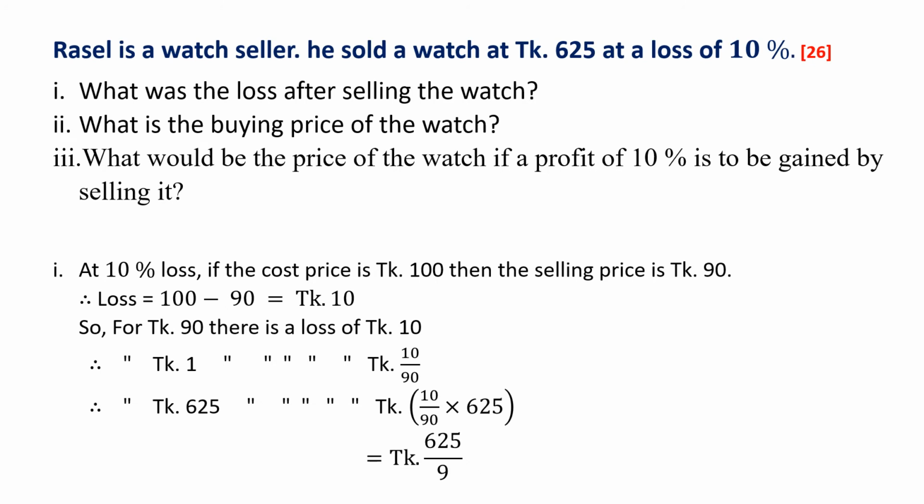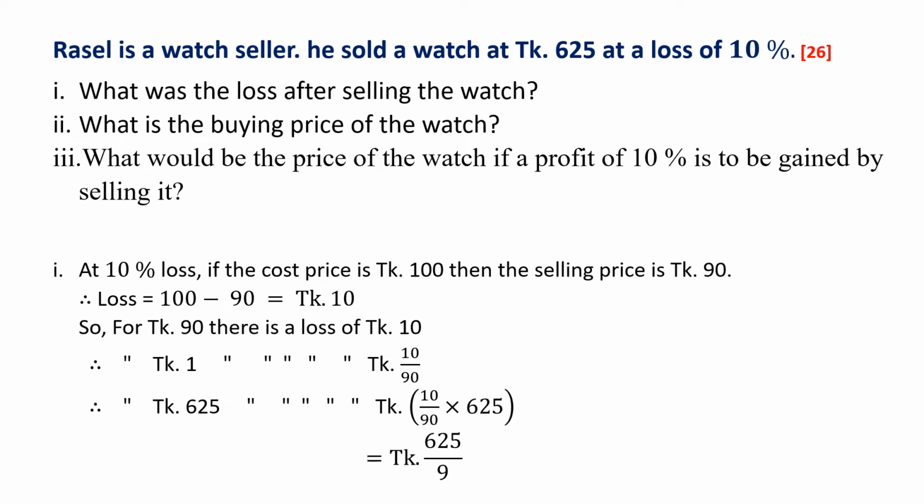Okay. Students, this is our next question. Russell is a watch seller. He sold a watch at Taka 625 at a loss of 10%. What was the loss after selling the watch? The second question is, what is the buying price of the watch? And the third question is, what would be the price of the watch if a profit of 10% is to be gained by selling it? Okay. Let us answer the first question.